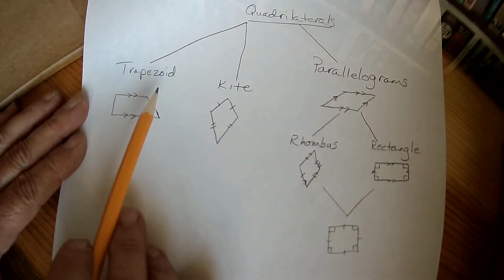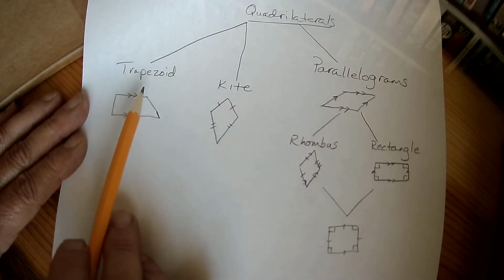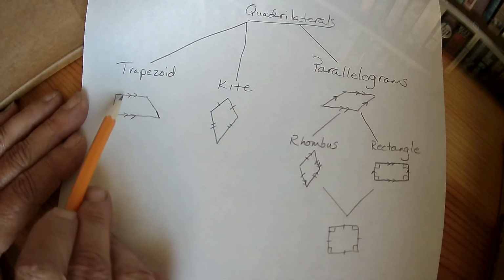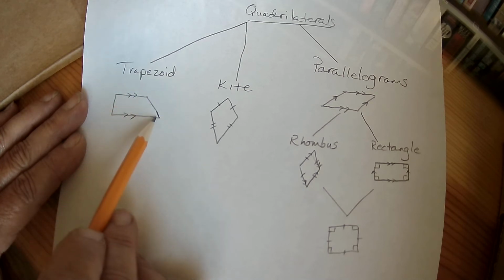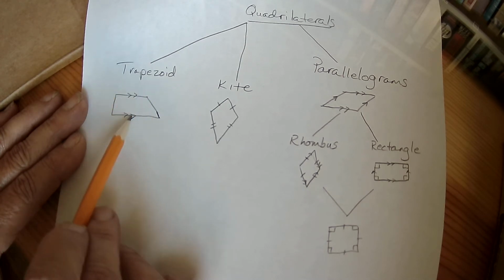All right, so one type of quadrilateral is a trapezoid. A trapezoid has exactly one pair of parallel sides, only one.